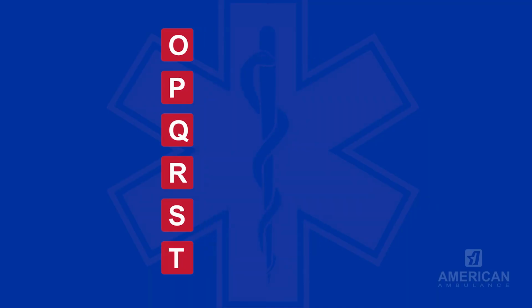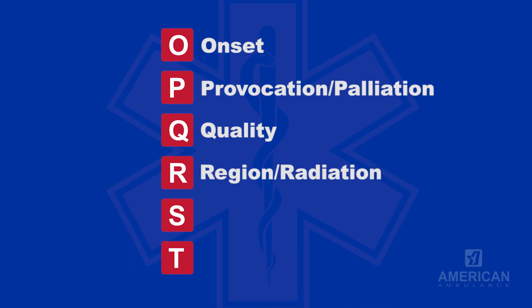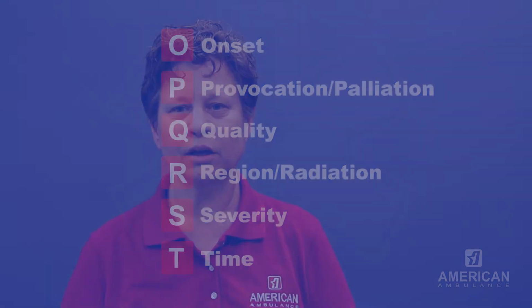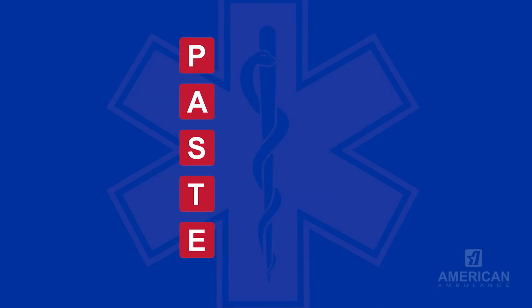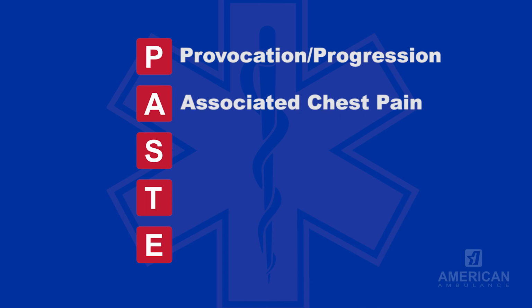When you continue on with your assessment, you're going to be doing your OPQRST. That includes onset, provocation or palliation, quality of the pain, region or radiation of the pain, severity, and time of onset. Also included in that for respiratory problems would be PACE, which is provocation or progression, associated chest pain, sputum, time of onset, and exertion.